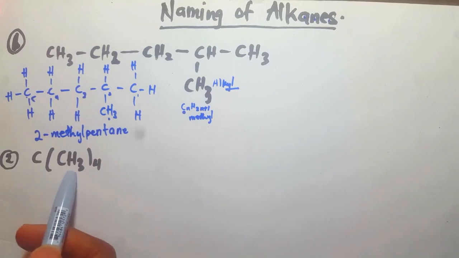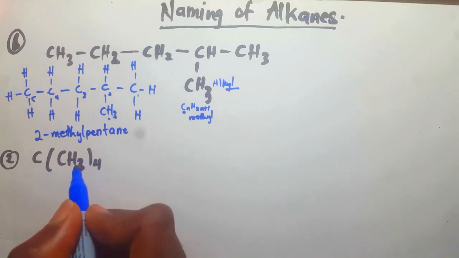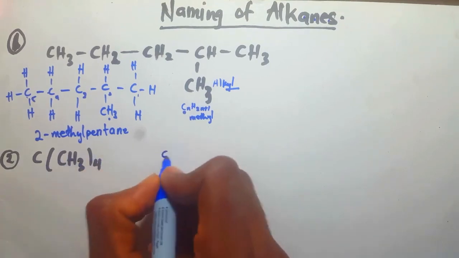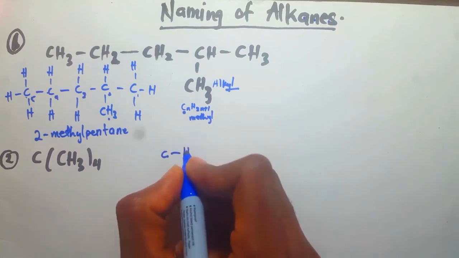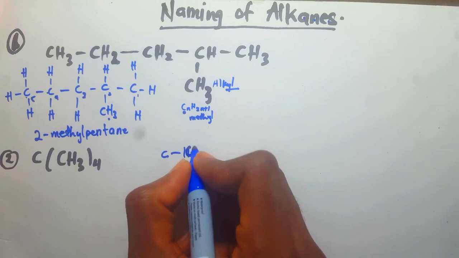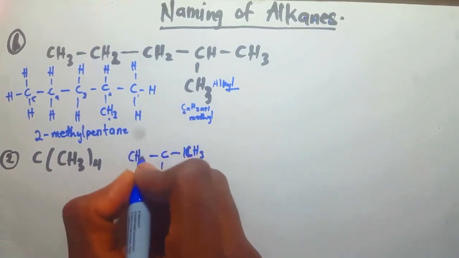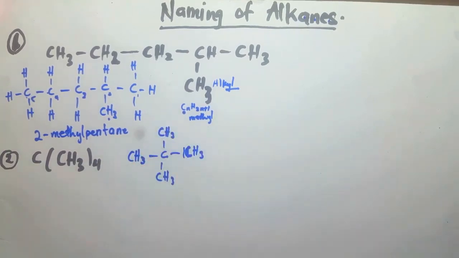So we have another structure here. This is a molecular formula and we need to make it a structure. Anytime you see a molecular formula and then there's a structure in a bracket, it's a substituent. Let's see how this works. We have C, and you have CH3 connected to the carbon. So CH3 here, CH3 here, CH3 here, and another CH3 here. Now this is what we have.